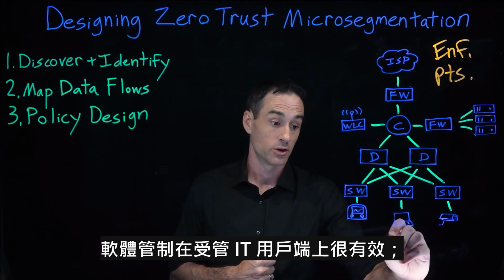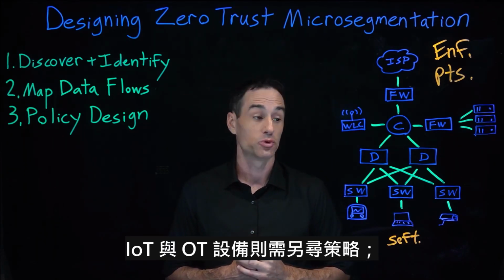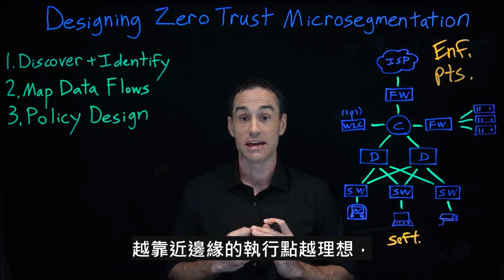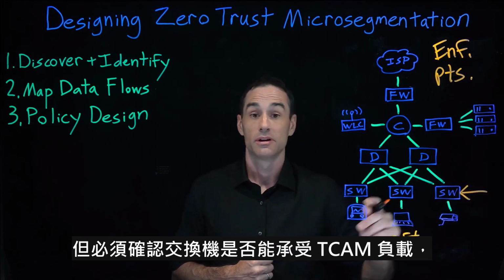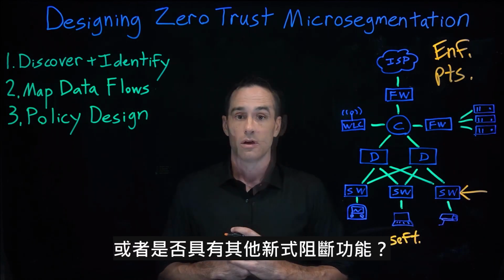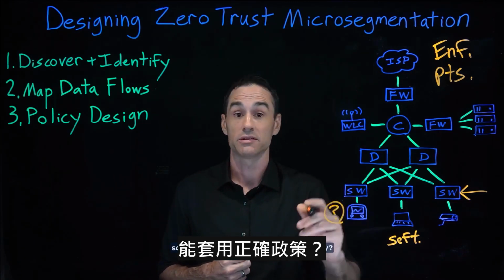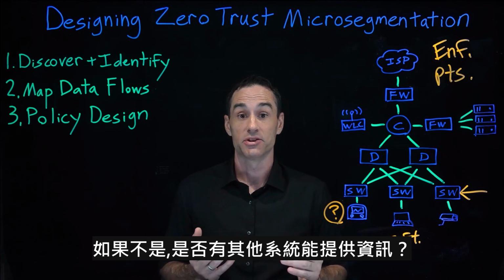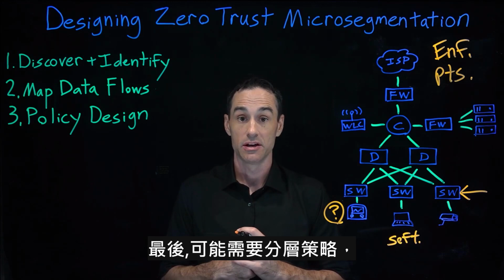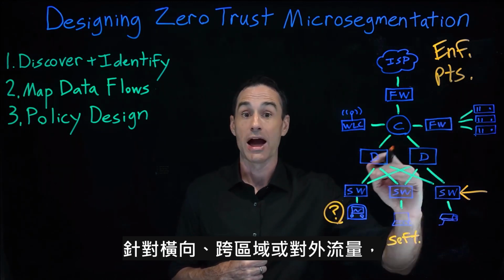Software-based controls can work well on managed IT clients. However, you might want to consider how to apply policies to IoT and OT devices. Enforcement closest to the edge is ideal. However, can your switches handle the TCAM loads, or do they have other modern blocking capabilities? Are your enforcement points device context aware so that they know which policies to apply? If not, is there some other system which can inform them? Lastly, a layering strategy might be needed, which has different policy enforcement points for lateral, cross-zone, or outbound traffic.